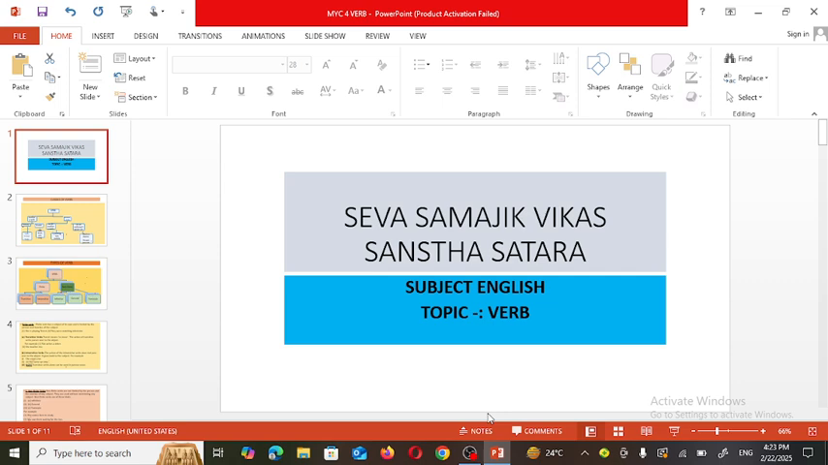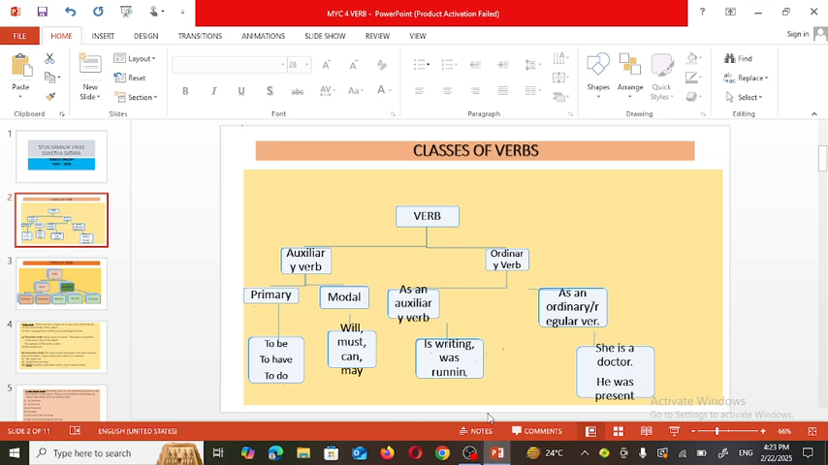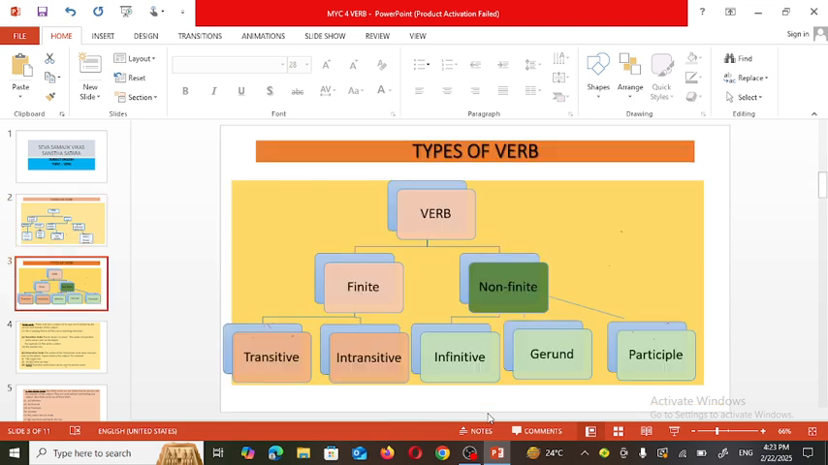In the last session we had discussed the topic of verbs and the different kinds of verbs. So let's have a review on it. Verbs can be classified as finite and non-finite verbs. Finite verbs can further be classified as transitive and intransitive verbs, and non-finite verbs can be classified as infinitive, gerund, and participles.